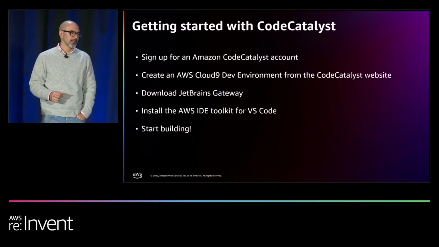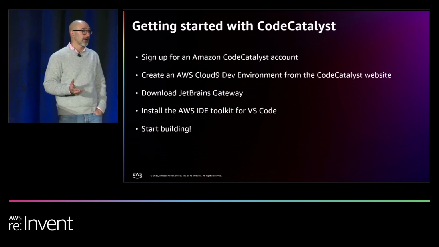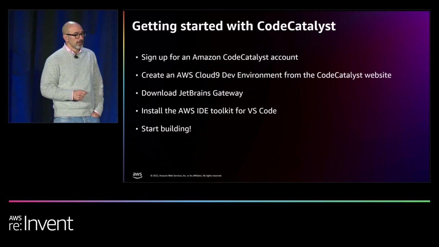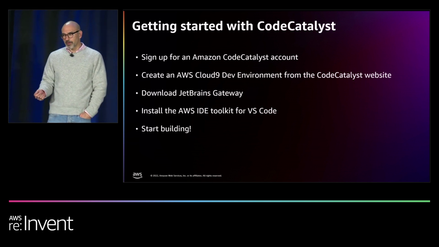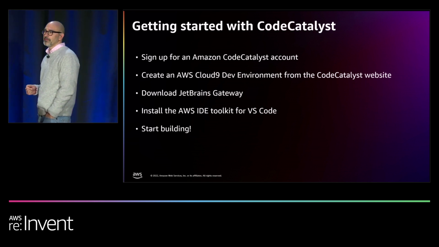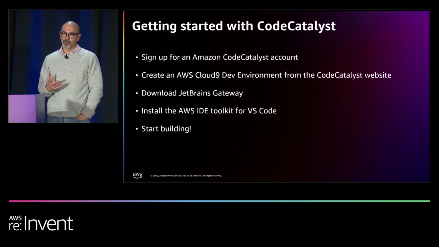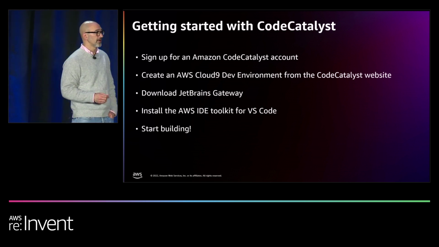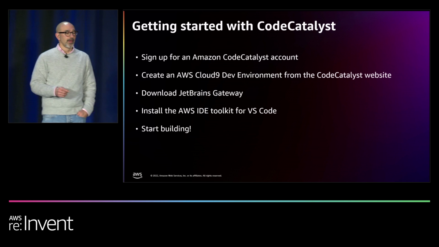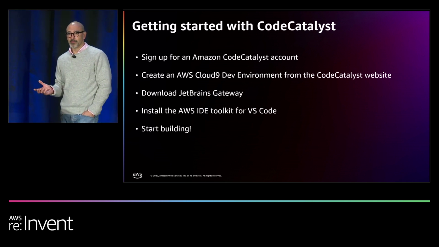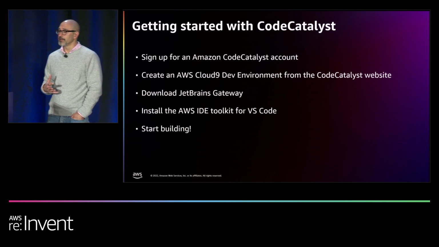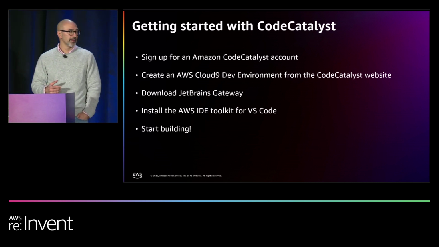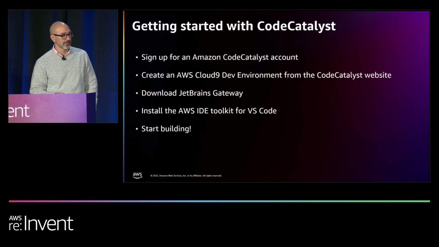What's next? How do you get started with CodeCatalyst? Go to the website. It's codecatalyst.aws. You can create an account. Super easy to do. Then I would say go into CodeCatalyst, spin up a Cloud9-based environment, play with that, understand how it works, play with the dev file, get comfortable with that. If you're a JetBrains user, try out Gateway. It's a great experience. And of course, if you're a VS Code user, as Rahul said before, you'll need the IDE toolkit, which you can get in the AWS marketplace and in the Microsoft VS Code marketplace. And then get out there and start building something cool.